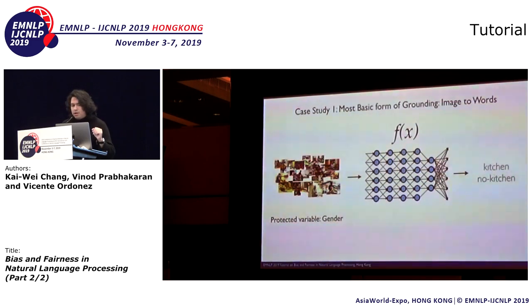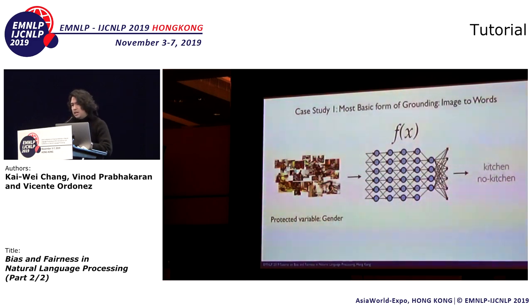Here is the simplest one, which is classifying an image. Here we have a set of images, and the labels could be as simple as, is there a kitchen or not a kitchen, which is a binary classifier. And we could have a protected variable in this case, which is gender. This is a very common setup.